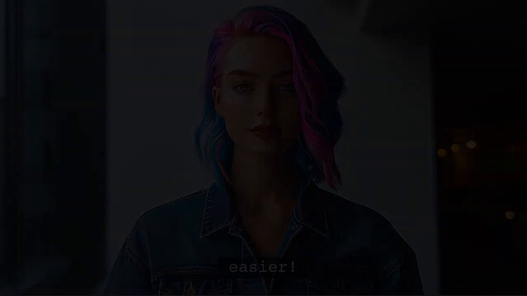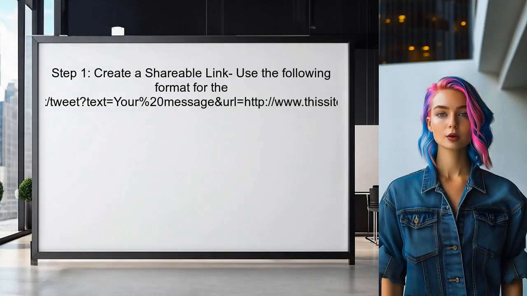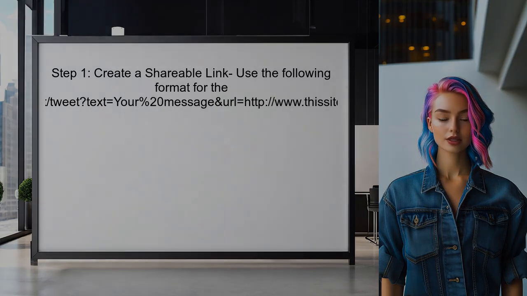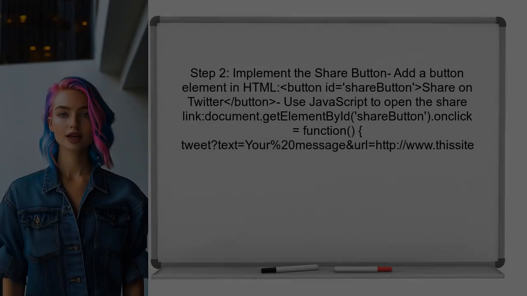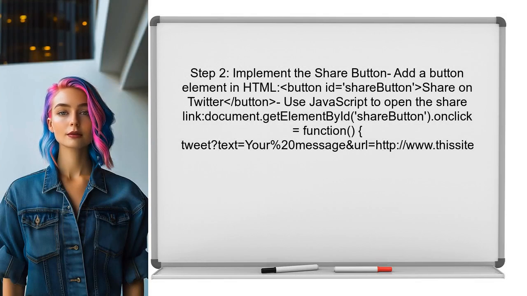To share an image on Twitter without using a card, the user should first create a shareable link. This link will include the image URL and a predefined message. Next, the user needs to implement a button on their website. When clicked, this button will open a new window with the Twitter share link.